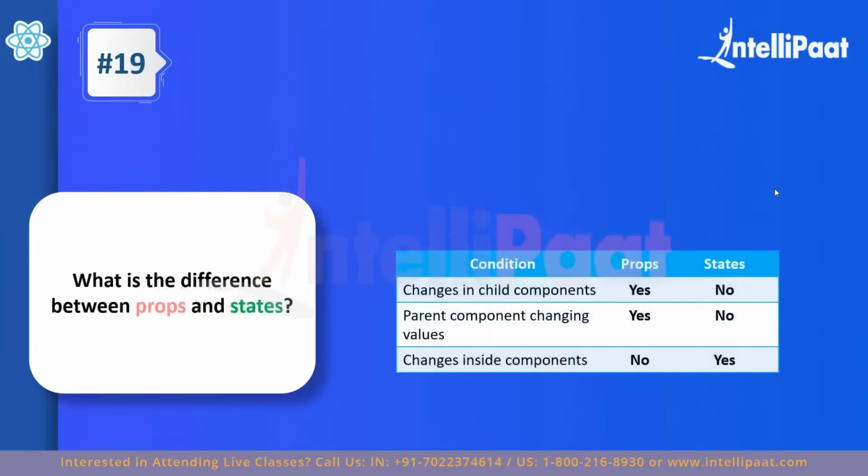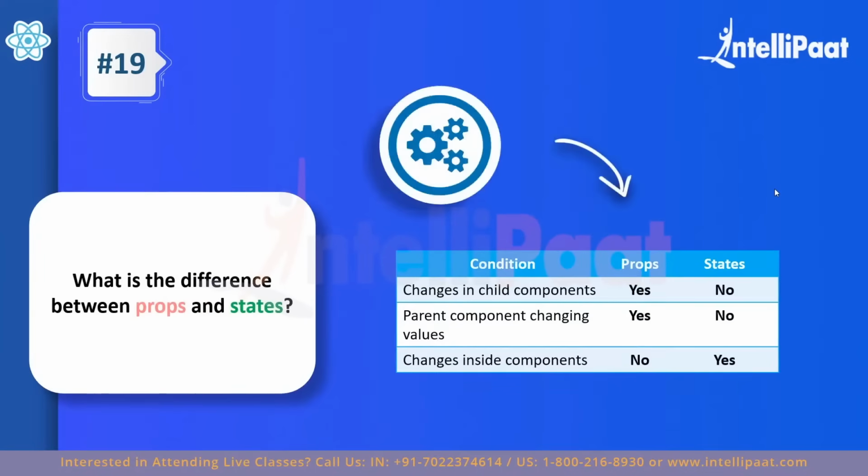Now with this we come to the 19th question, which states, what is the difference between props and states? Props we already saw, it's properties. States we already checked out as well. So there are certain simple differences that we can check out in the conditions. For example, the ability to perform any changes in child components. For the properties, yes, you can change it. With respect to states, you cannot change the child components. Now, can the parent components change values? In the case of props, yes, they can change it for their child components. In the case of states, no.